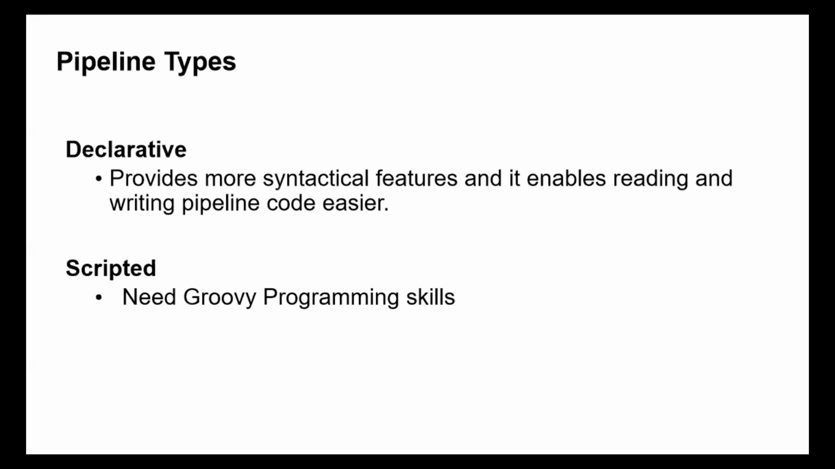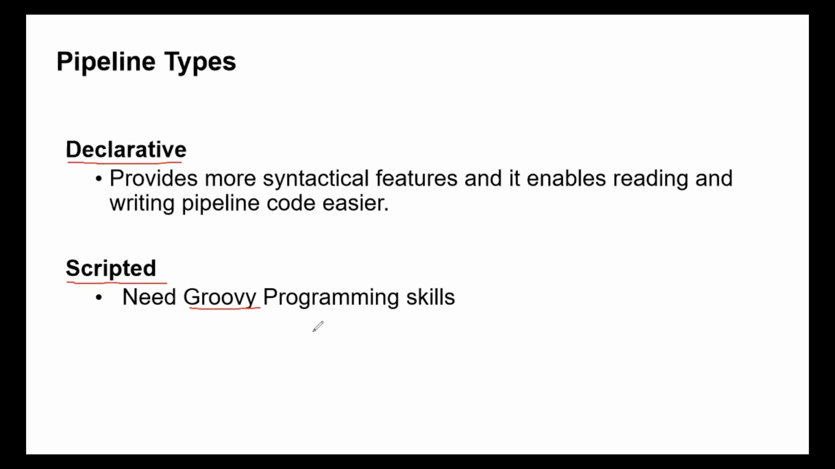So what are the two types of pipelines available within Jenkins? We have something called a declarative pipeline, then we have a scripted pipeline. If I start with scripted pipeline, if you want to configure a scripted pipeline, you will have to come up with a Groovy script mentioning the stages of your pipeline. If you are going for a scripted pipeline, you need Groovy programming skills because scripted pipeline typically supports only the Groovy scripts.